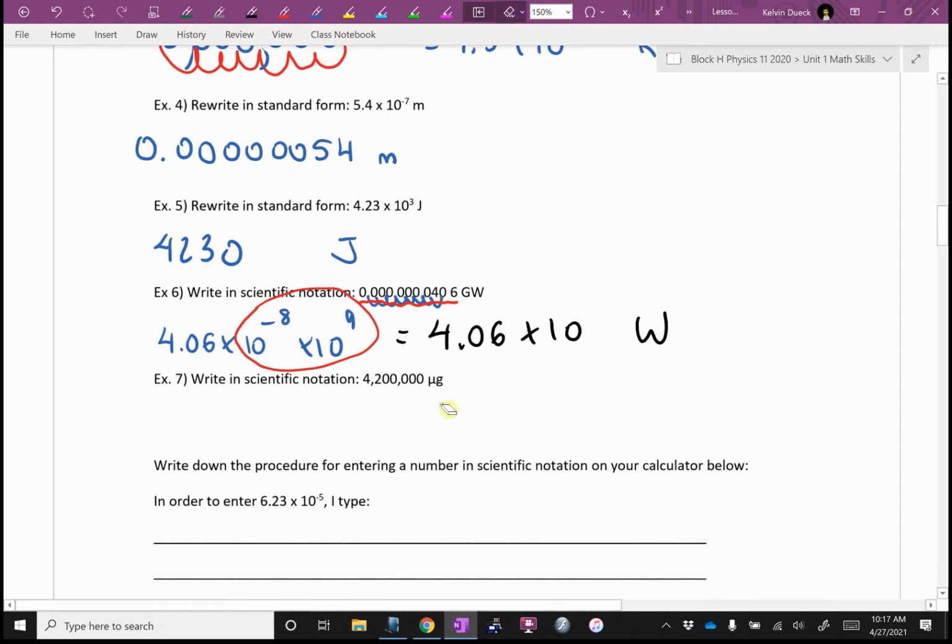That many, what's that little mu symbol? Micrograms. So the first thing I would do is I would take care of the number, 4.2 times 10 to the 6. Well, I think positive 6, because this number is big. And then I would take care of the micro. Now the micro is 10 to the negative 6. Oh, right.